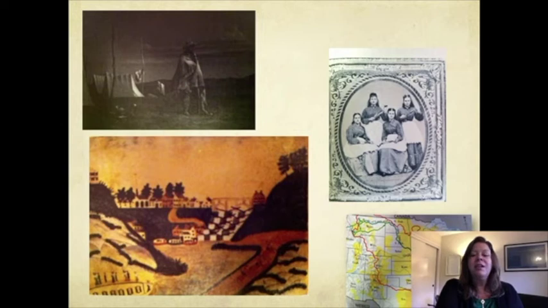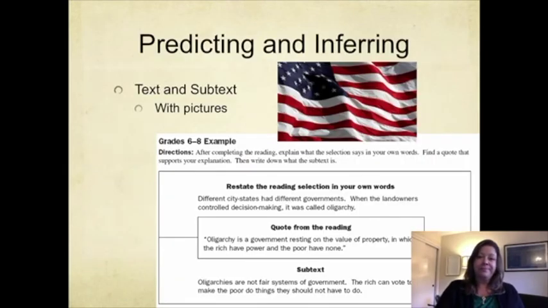As you can see, these 4 pictures are covering broadly westward expansion. But again, for your students, you may make this much smaller. Predicting and inferring is another strategy. Teaching students to use the text and then the subtext with pictures can be very helpful.